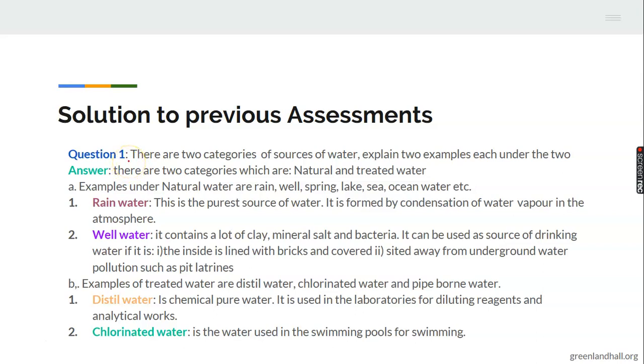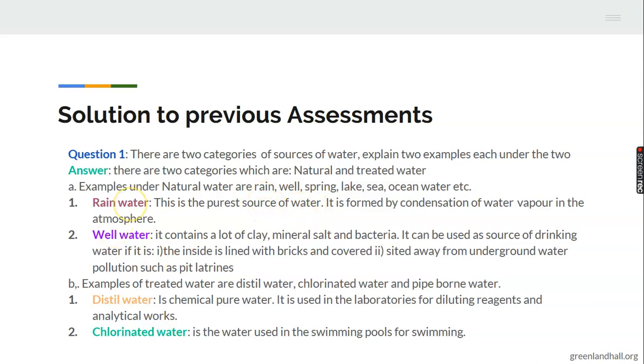So question 1 says, there are 2 categories of sources of water. Explain 2 examples under each of them. The answer here is that there are 2 categories, which are what? Natural and treated water, as I gave you in the notes. So under natural water, the examples you can find there are rainwater, well water, spring water, lake water, sea water, ocean water, and all of it. So I just decided to take the first 2, which are rainwater and well water, to explain.